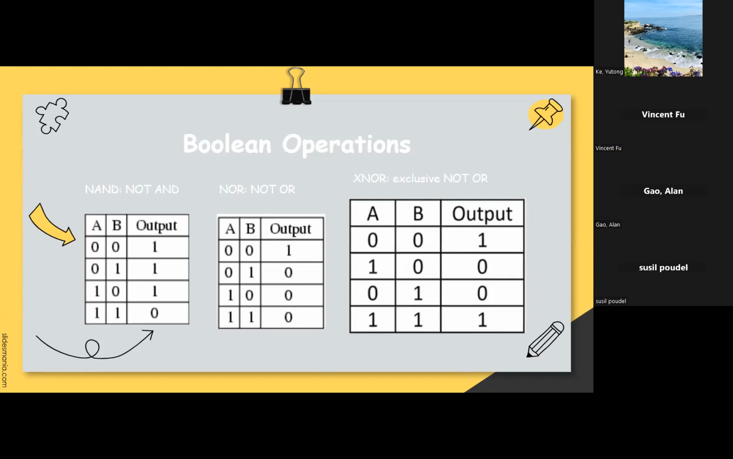And the last one is just another two operations put together. This one's just the XOR plus NOT, so it's a bit confusing. But this is basically the exclusive NOR. So if you look at the difference between NOR and XNOR, it's just that when both A and B are true, the output is still true. So basically the last row is different if you compare the two truth tables.